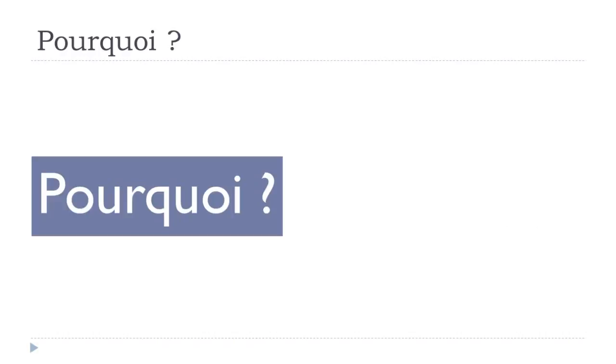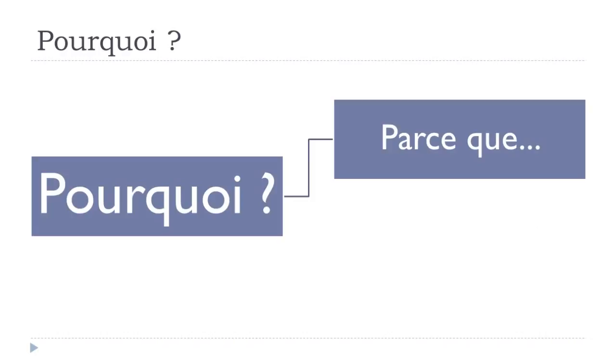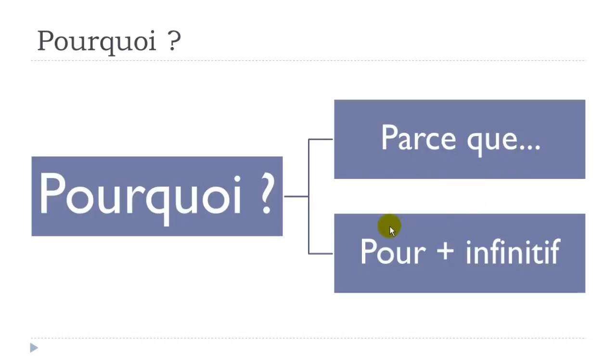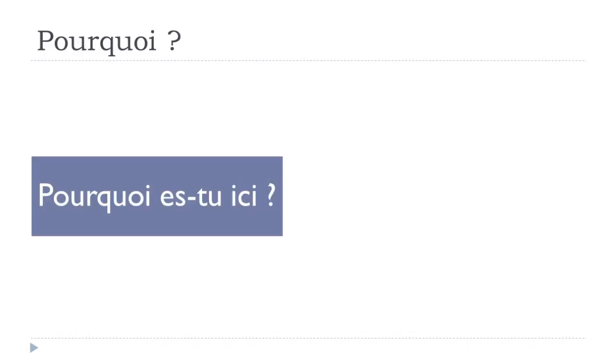So, if you ask a question with pourquoi, why? Normally, the answer that you will have will start with either parce que, because, or then pour, plus one verb in the infinitive form, so the basic form, okay? So either parce que, and then you just start a sentence, or then pour plus a verb in the infinitive form. Let's see now some examples.